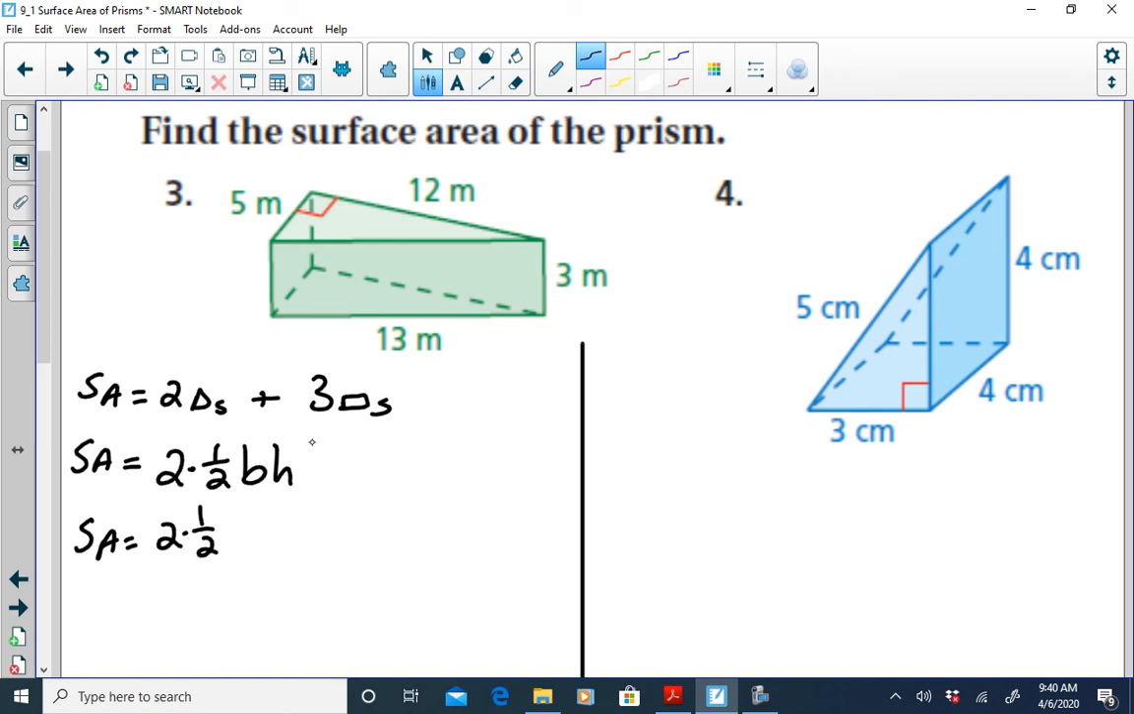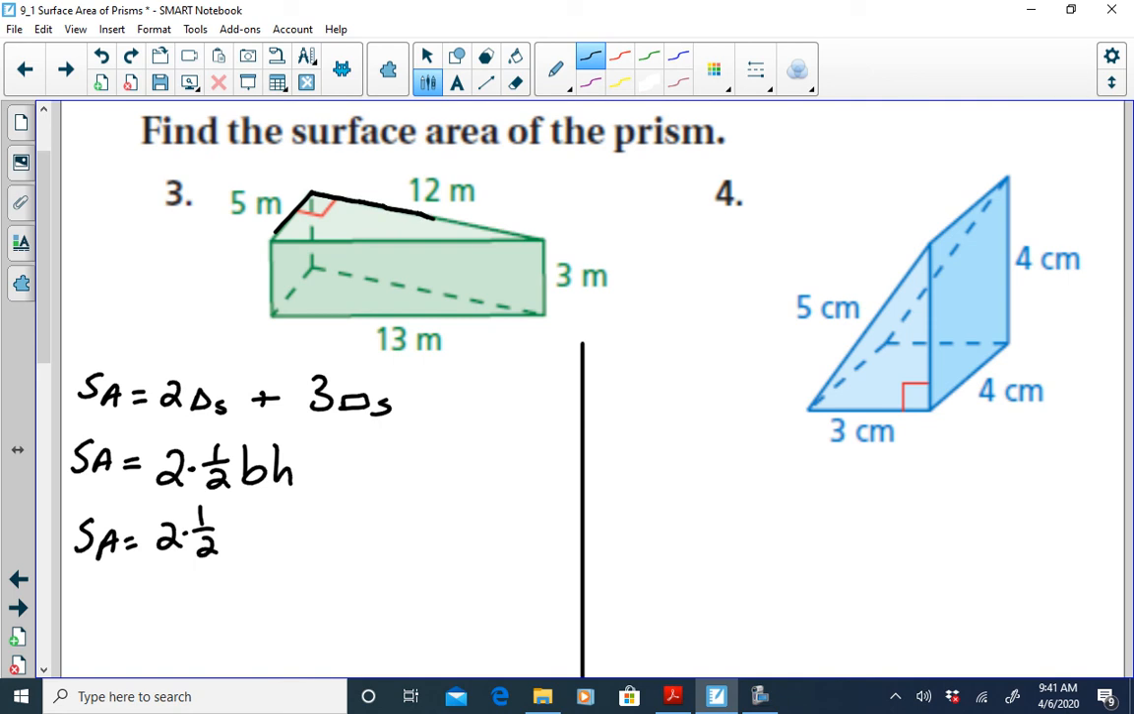What's your base and height? Well, when you're finding the area of the triangular bases, the key is to find the right angle symbol. Right, there's my right angle symbol. When I find that right angle symbol, I need to find the two segments that make up that right angle symbol. What are my two perpendicular segments?